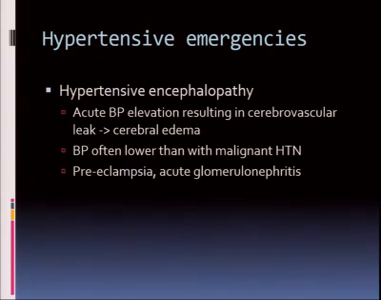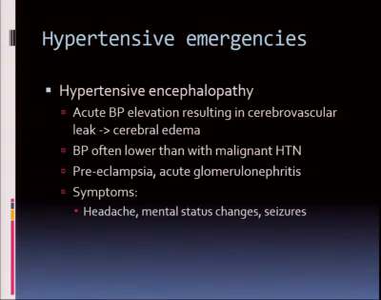Certainly something I hope you don't see very often, but preeclampsia has been described with hypertensive encephalopathy, but also a variety of acute glomerulonephritides. So post-strep GN, one of the worst complications that can occur with what we consider a relatively benign and self-limited disease: these patients can develop very acute and severe hypertension, and so monitoring is very critical for these patients. Again, their symptoms are largely neurologic: headache, mental status changes, and seizure.